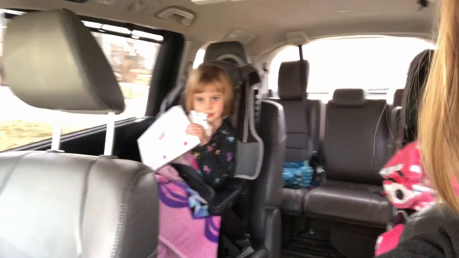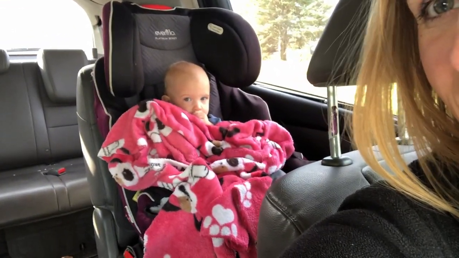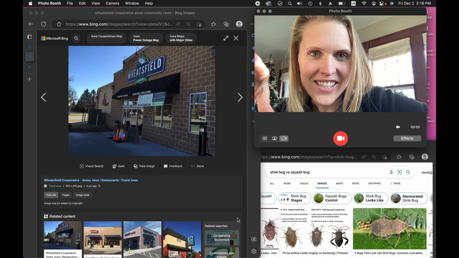We are headed to Wheatsfield, our local co-op. It's so cute to see the differences in these kids. Like, Sean loved to suck on his thumb and hold his ear. And this kid loves to hold onto a blanket and suck his thumb. It's really cute.